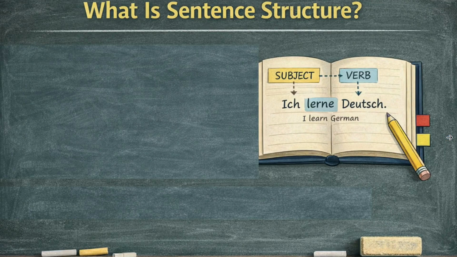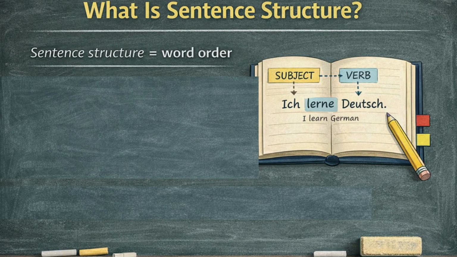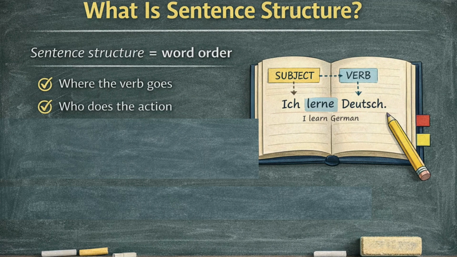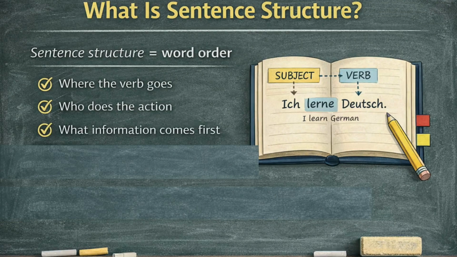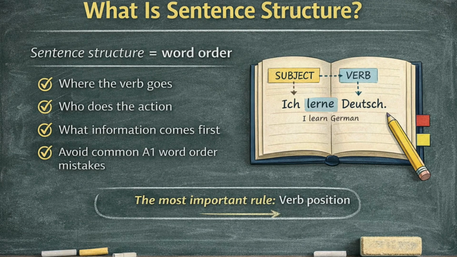Now, let us start by understanding what sentence structure means. Sentence structure in simple terms means word order, and understanding the word order will help you to know where the verb goes, know who does the action, know what information comes first, and above all, it will help you to avoid common A1 word order mistakes. The most important rule here is to understand the verb position.